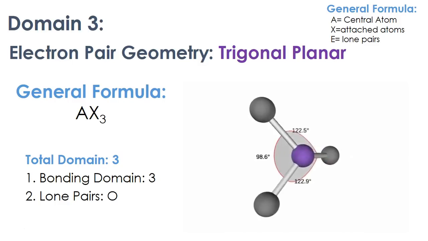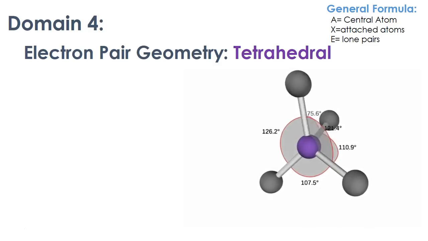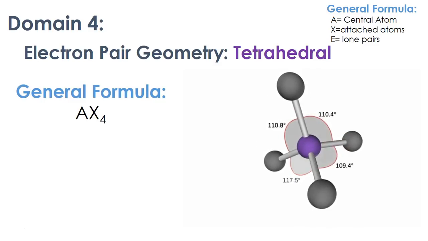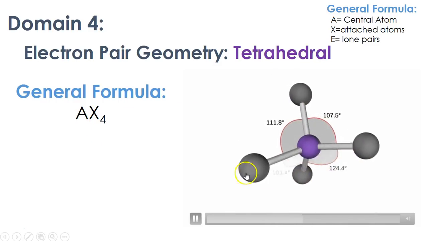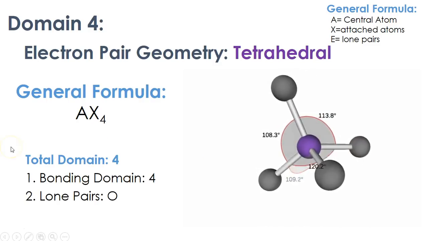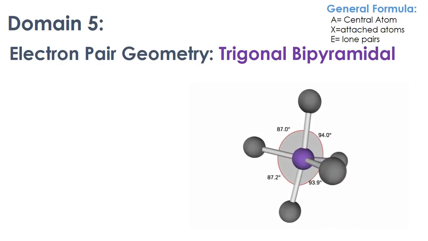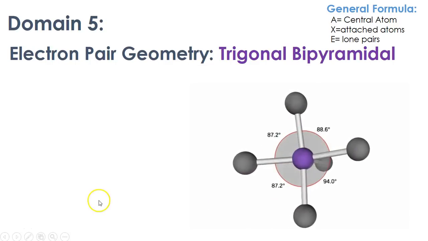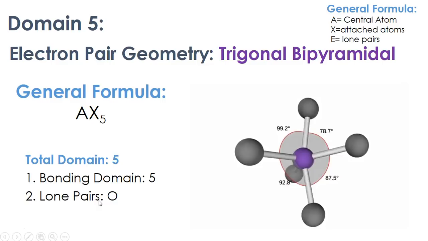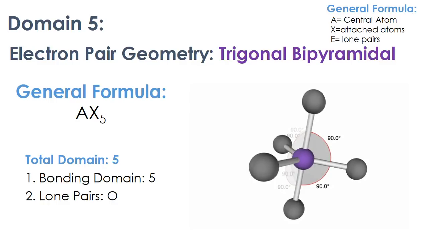If we have a total domain of 4, that electron pair geometry name is tetrahedral, where we have a formula that looks like this. We have a central atom with 4 other attached atoms. Therefore, we have a total bonding domain of 4. If we have a domain of 5, that electron pair geometry name is trigonal bipyramidal. We have a central atom with 5 other attached atoms. The general formula looks like this, and ultimately there aren't any lone pairs. We're just talking about how many attached atoms we have, and that would ultimately equal 5.